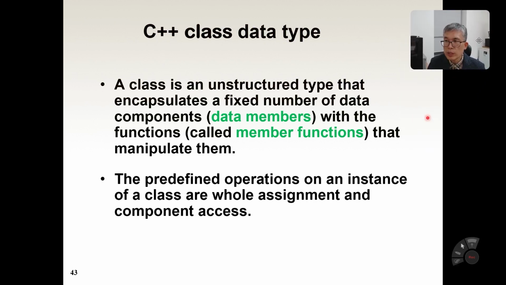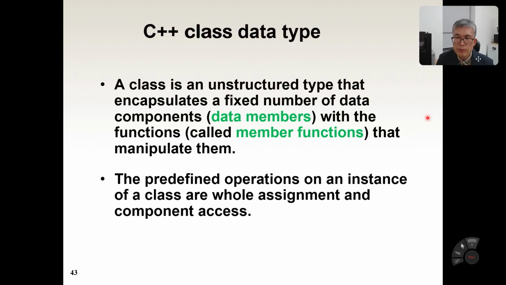Okay, let's move on to something a little more complex: ADT. The composite data type is the C++ class data type. A class is a structured type that encapsulates a fixed number of data components, called data members, with the functions, called member functions or member methods, that manipulate them. The predefined operations on an instance of a class are whole assignment and component access.